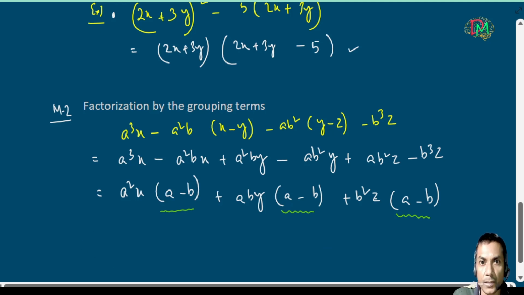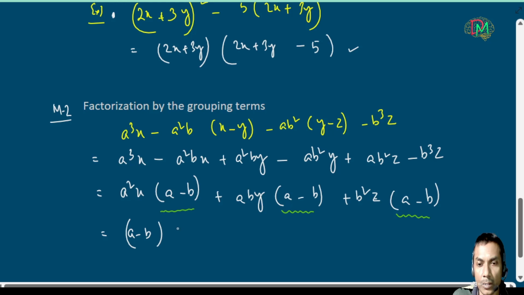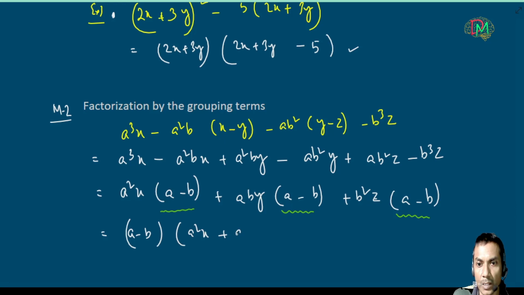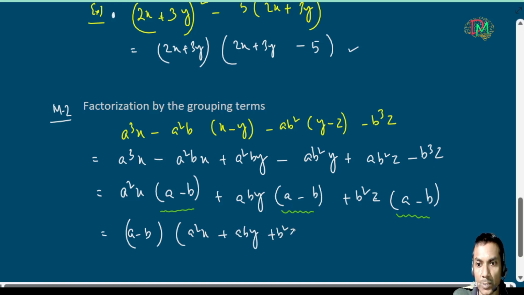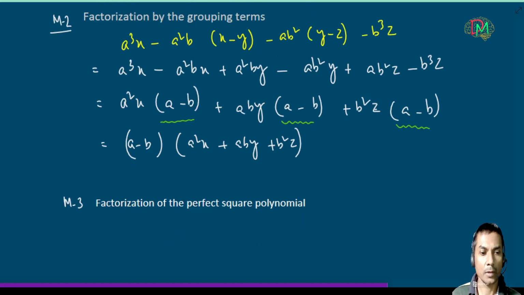Clear? So this way, by grouping, we can change the groups and find the common factor. If we take a minus b as common, the remaining part will be a square x minus ab y plus b square z. This is the answer. Clear? Done. So this polynomial has two factors: a minus b and this other part. Clear?